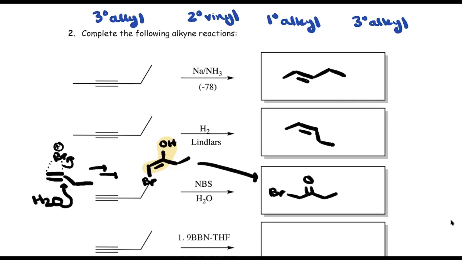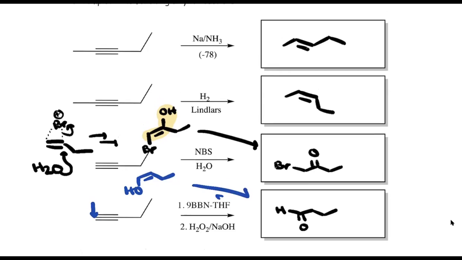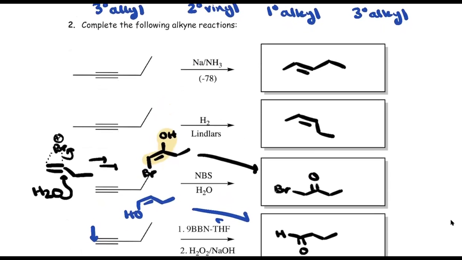Don't ignore tautomerization. Okay. Next one, 9-BBN and THF. Remember that that will just go and add to your anti-Markovnikov position. So it'll add in over here. So you would end up with an enol that looks like this. Right, and then that will eventually tautomerize into, in this case, the aldehyde. Cool. And those are going to be the products of all your alkyne reactions for this one.